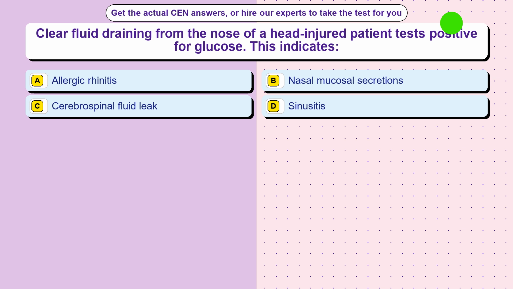Question 94. Clear fluid draining from the nose of a head-injured patient tests positive for glucose. This indicates Option A, allergic rhinitis. Option B, nasal mucosal secretions. Option C, cerebrospinal fluid leak. Option D, sinusitis.